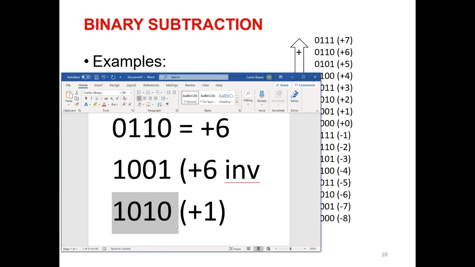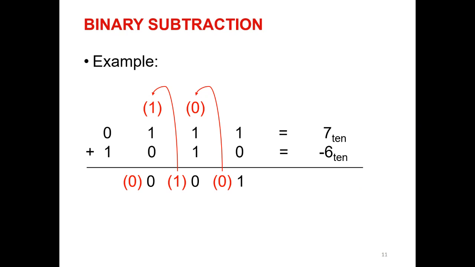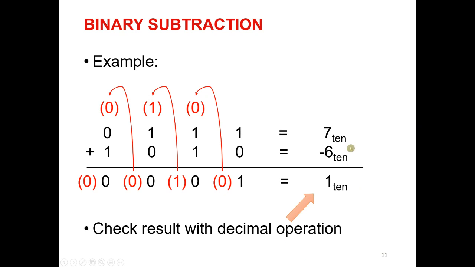So this value here is what we have placed here in order to subtract those two values. And then we do the same as with the addition. 1 plus 0 is 1, and the carry is 0. 1 plus 1 is 0, and the carry is 1. 1 plus 1, okay, 0. Makes sense? And then we have this number. If we check the result with the decimal operation, 7 minus 6 is 1, which is actually what we have here. Okay, makes sense?